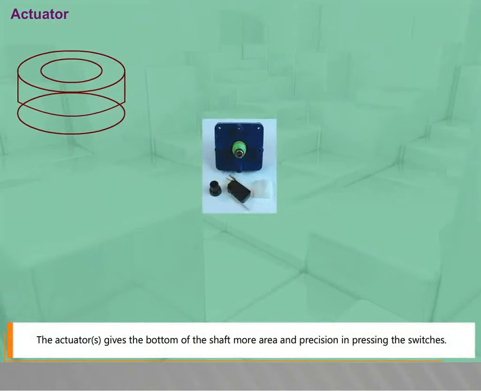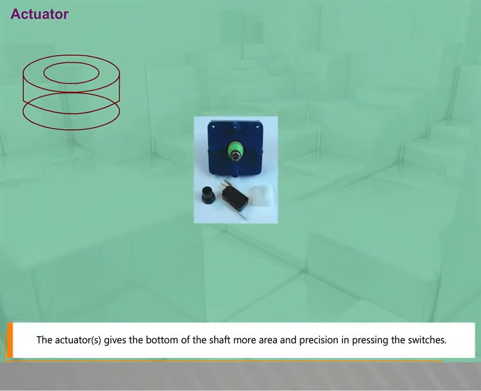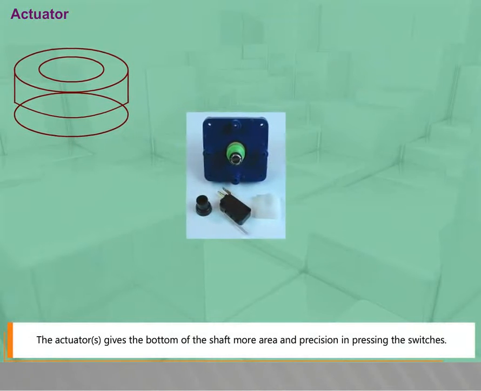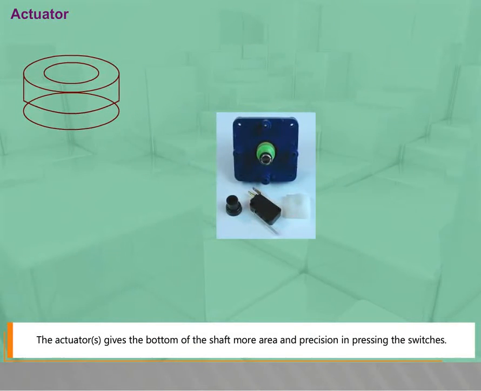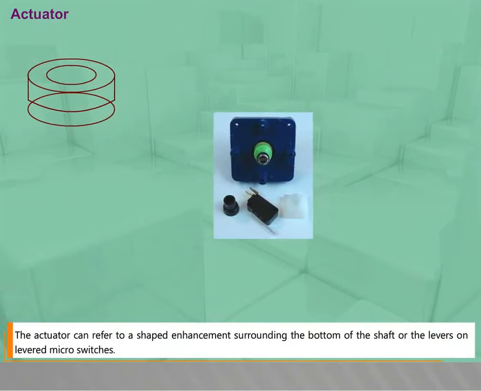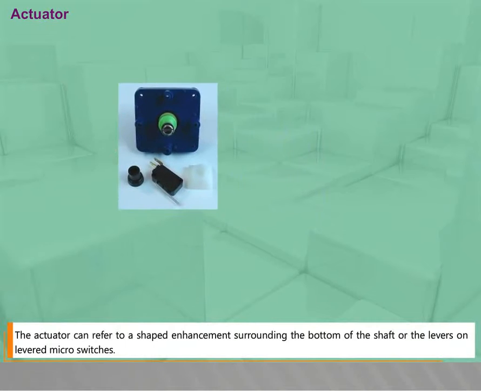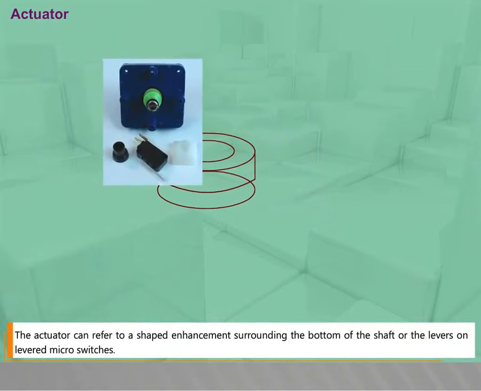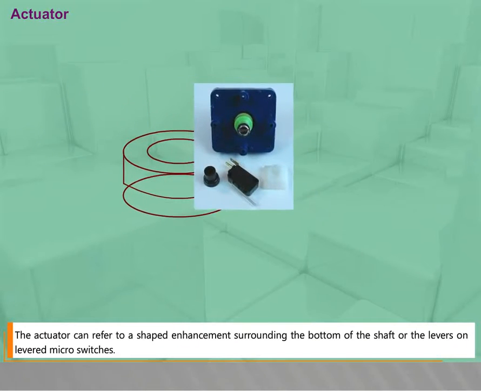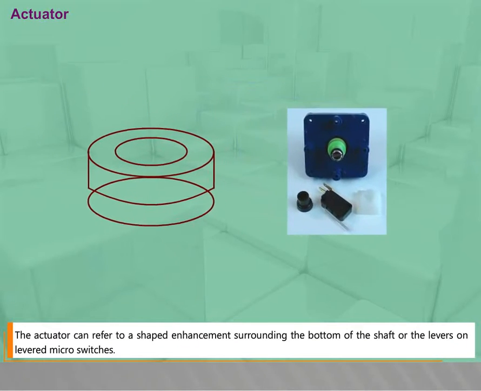Actuator. The actuator gives the bottom of the shaft more area and precision in pressing the switches. The actuator can refer to a shaped enhancement surrounding the bottom of the shaft or the levers on levered micro switches.